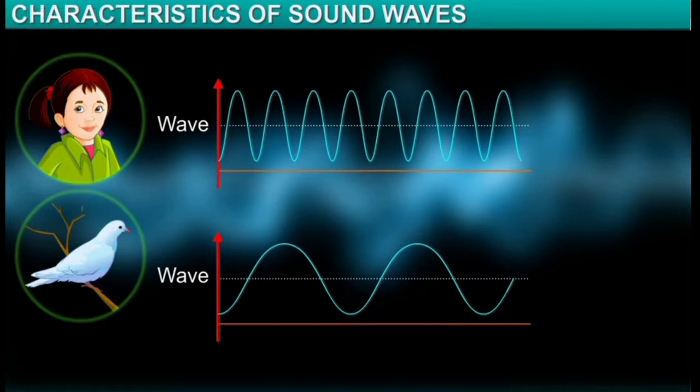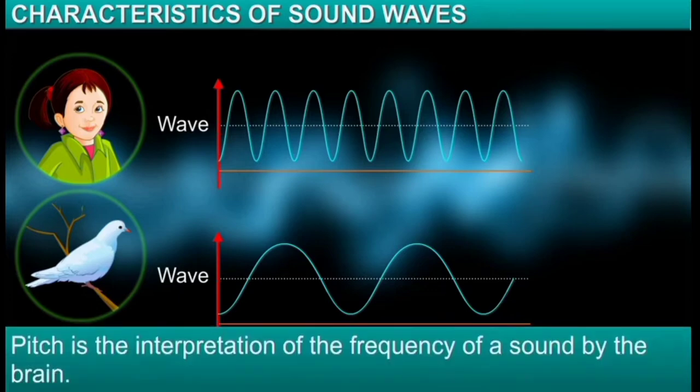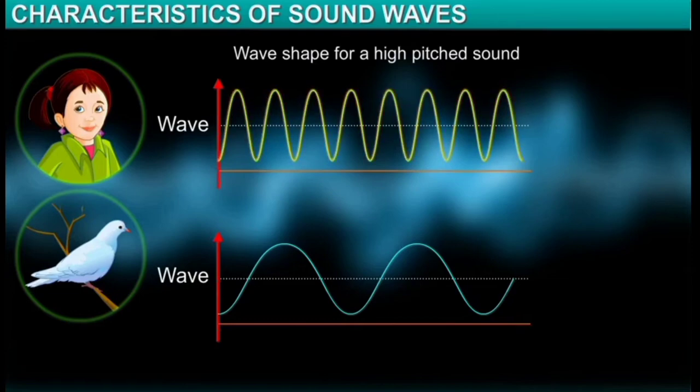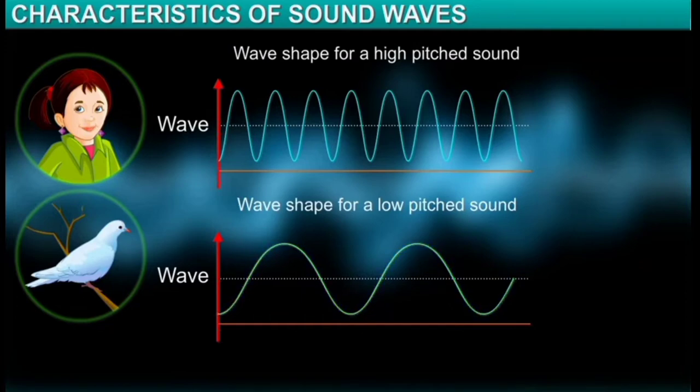Why is the effect of the two sounds on our ears so different? It is related to a concept called the pitch of sound. Pitch is the interpretation of the frequency of a sound by the brain. Commonly, pitch is taken as the frequency of sound. A scream is a high-pitch sound, since the frequency of a scream is high. Similarly, the cooing of a pigeon is a low-pitch sound.